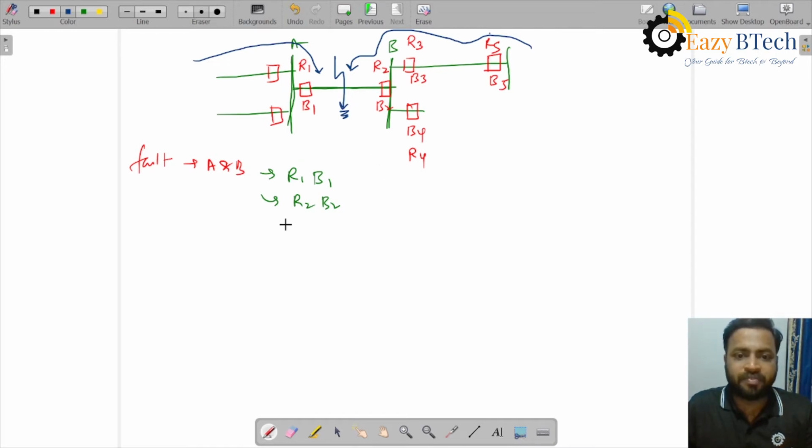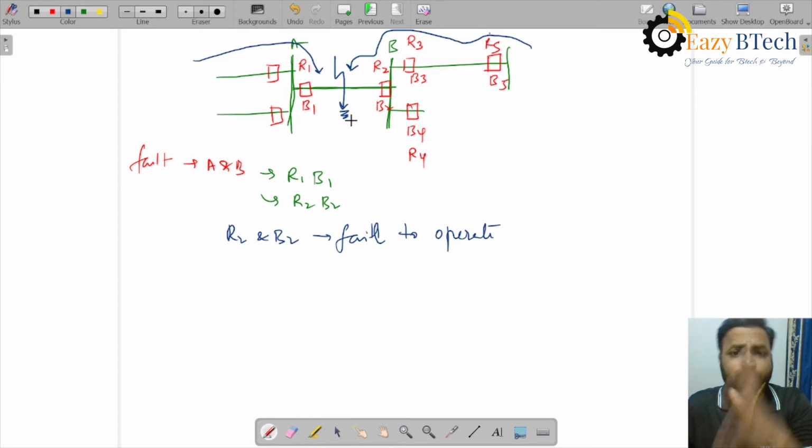For this fault, if R2 and B2 fail to operate, then R2 and B2 are not performing their intended duty. So we have designed the system in such a way that if a fault occurs between A and B bus bars, R1 and R2 and their corresponding breakers should operate. If they are not operating for any reason, that reason might be secondary. But if they are not able to operate, then we say that this system is unreliable.